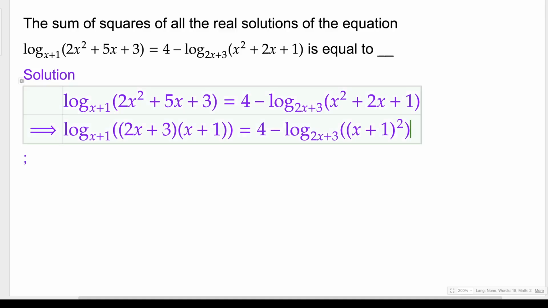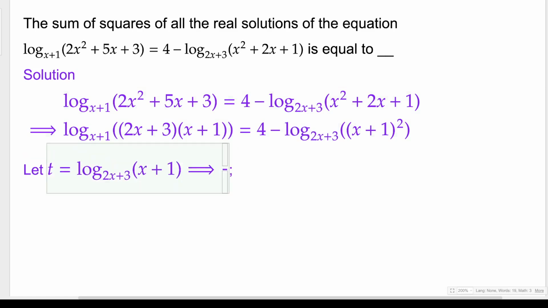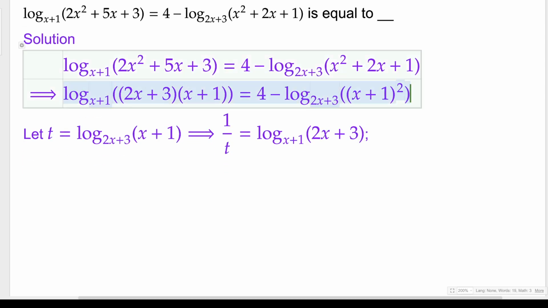So here we can observe clearly one pattern: log with argument 2x plus 3 and base x plus 1. If you observe here, this x plus 1 and this 2x plus 3, the argument and base locations are exchanged. So to simplify this, I'll use a smart substitution. Let t represent log of base 2x plus 3 and the argument x plus 1. From this we can write that 1 by t will be log of base x plus 1, and in the argument 2x plus 3. Now I'll utilize this property to resolve the given equation.